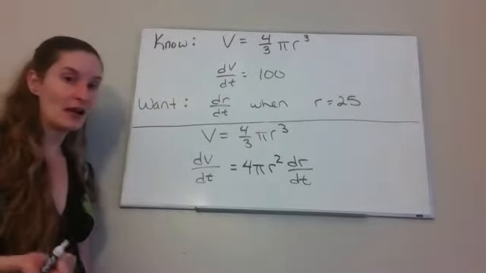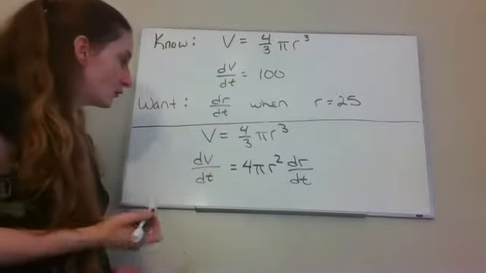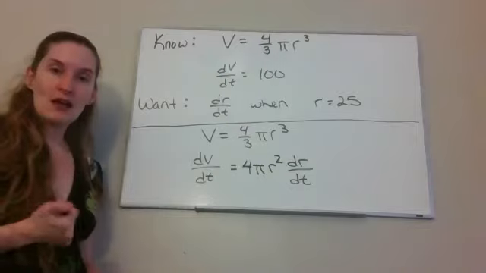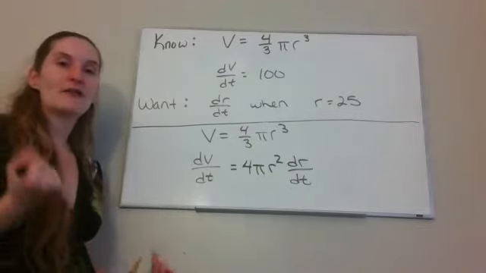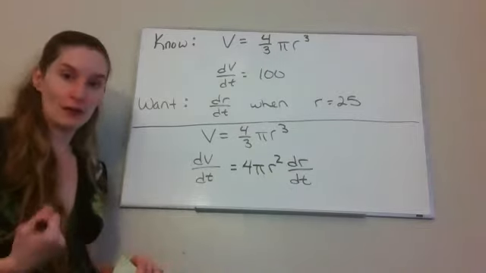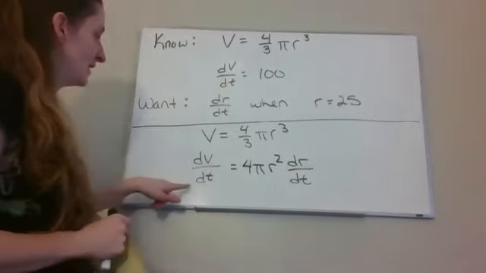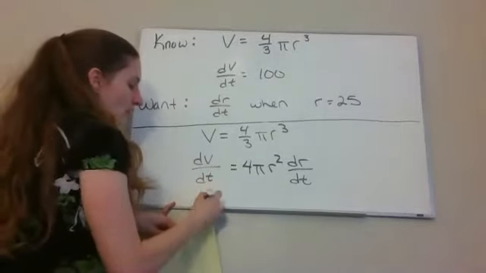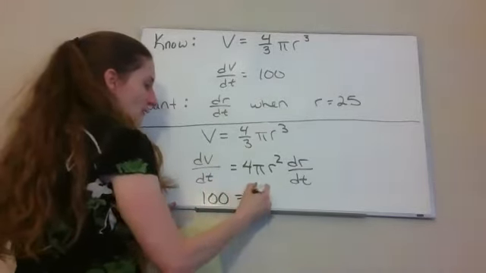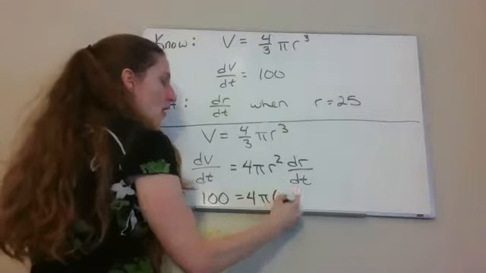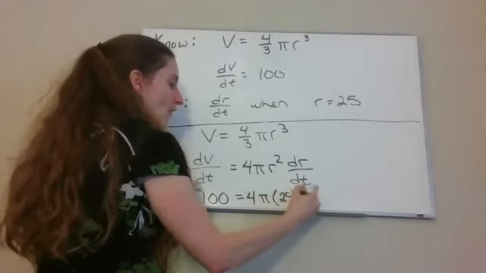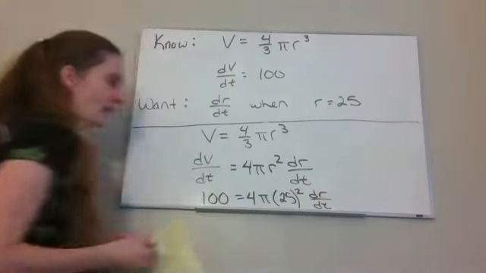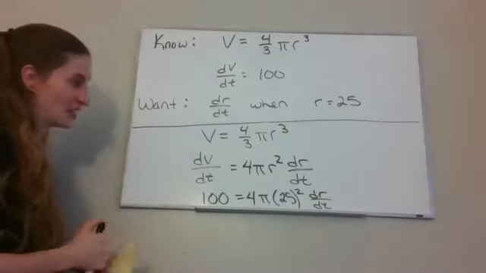Now that all the derivatives are done, we just have to plug in all of the information that we know. And you should be able to plug in stuff for everything except for the thing we're solving for. My dV/dt I know is 100, so I can put a 100 over here on the left side. I know my r is supposed to be 25. And now I have something that I can solve for dr/dt.